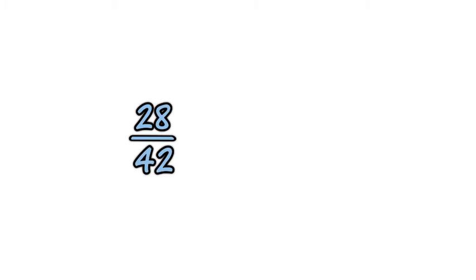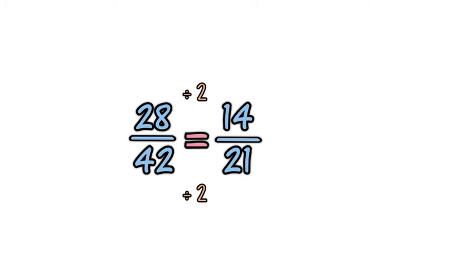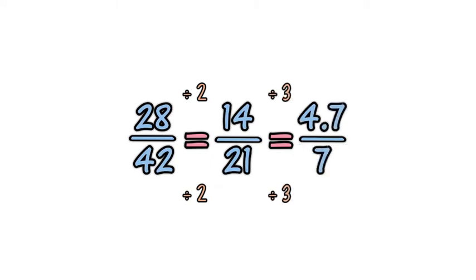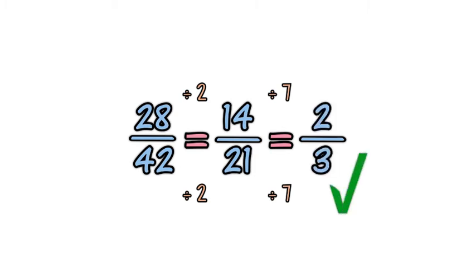Here is another example. Can we divide by 2? Yes. How about 2 again? No, because 21 can't be evenly divided by 2, as you would get 10½. How about 3? No, because 14 divided by 3 doesn't work. How about 5? No. How about 7? Yes, and we are done.